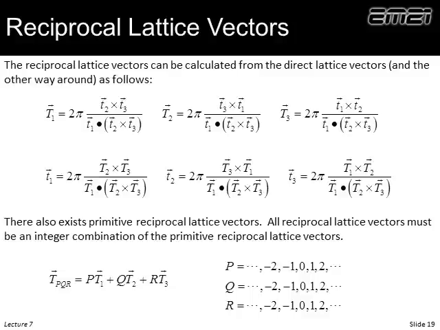Well, we don't have to do this graphically, we can do this mathematically, and here are the equations where we can go back and forth between direct and reciprocal lattice vectors. Once we have the reciprocal lattice vectors, which I'm showing as capital T's, we can talk about primitive reciprocal lattice vectors and just ordinary reciprocal lattice vectors. The ones we constructed a few slides ago, those were the primitive reciprocal lattice vectors. Well, if we have some integer combination of those primitive reciprocal lattice vectors, we end up with just a reciprocal lattice vector. It may not be primitive, but it is still a reciprocal lattice vector.